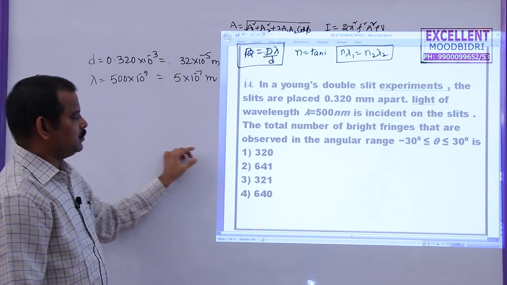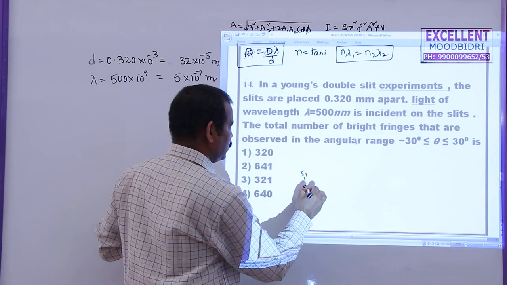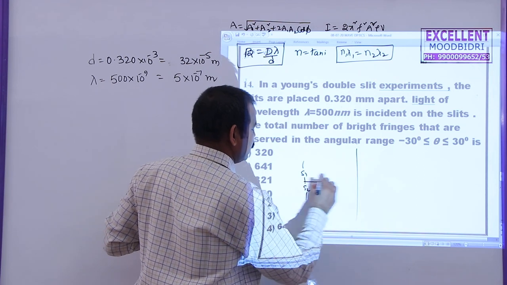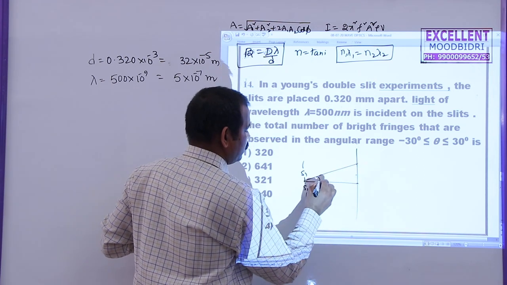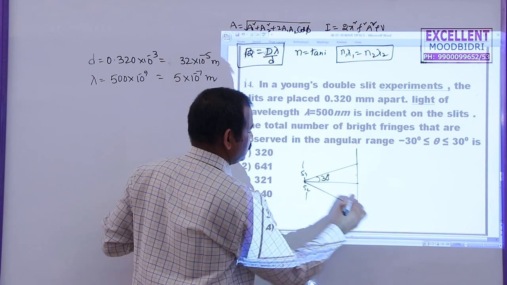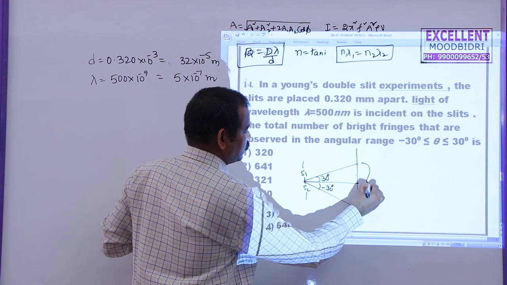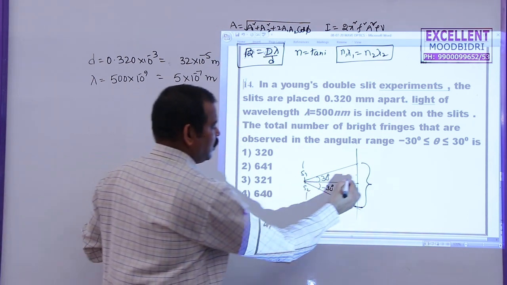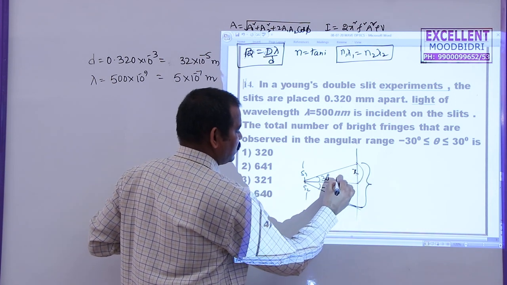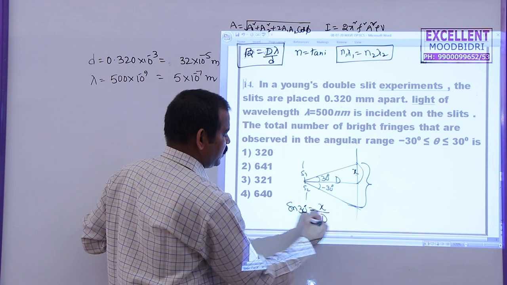Total number of bright fringes that are observed in the angular region of minus 30 to plus 30. So this is S1, S2. This is the screen here and these are the fringes that are formed here. Now, this angular range is 30 degrees here, and this is minus 30 degrees on the bottom of the central maximum. So the total number of fringes between these is a dash. Now to find this, let this distance be x and this is capital D. We know sin 30 is equal to x by capital D.